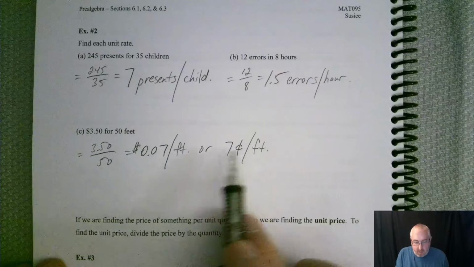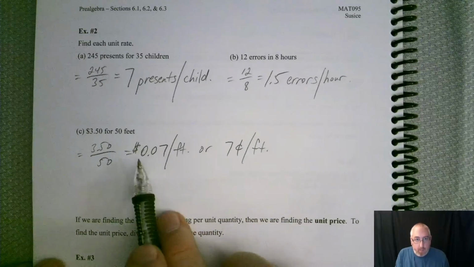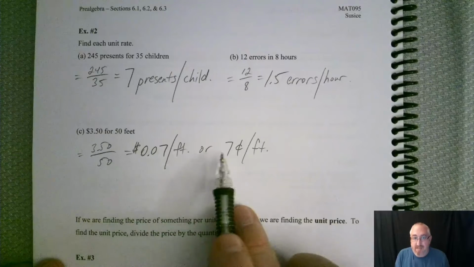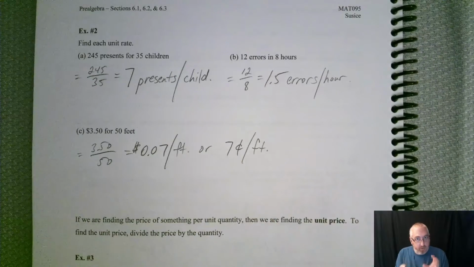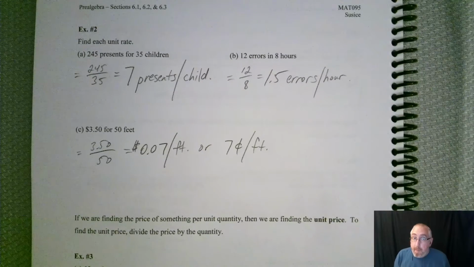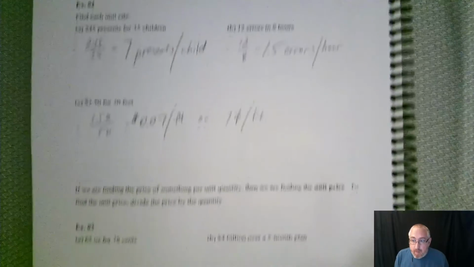So be careful. These are the same thing. $0.07 is the same as 7 cents. So be careful with those units when you're talking about money. It's easy to get those screwed up. So, okay. But now we found something new.